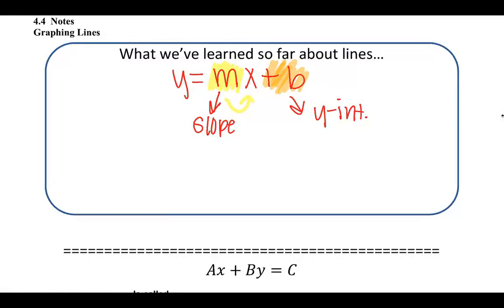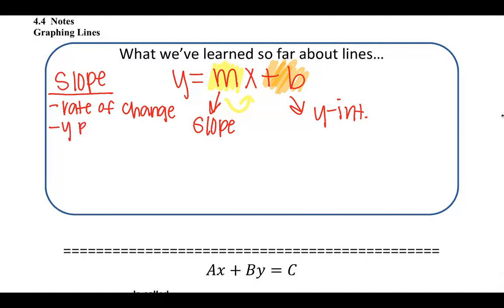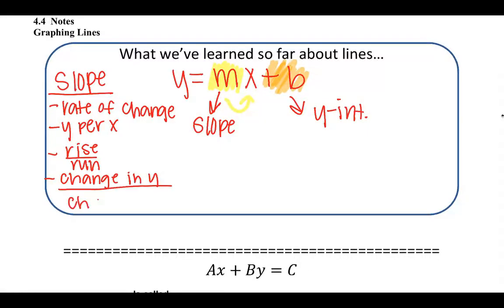When talking about slope, we've learned lots of different things because we're math people. And again, we can't just have one simple word that means one thing. We've got to have 82 different words that mean the same thing. So slope, you might hear rate of change. You might hear y per x. You might hear rise over run. Maybe change in y over change in x. And again, all of those things mean slope.